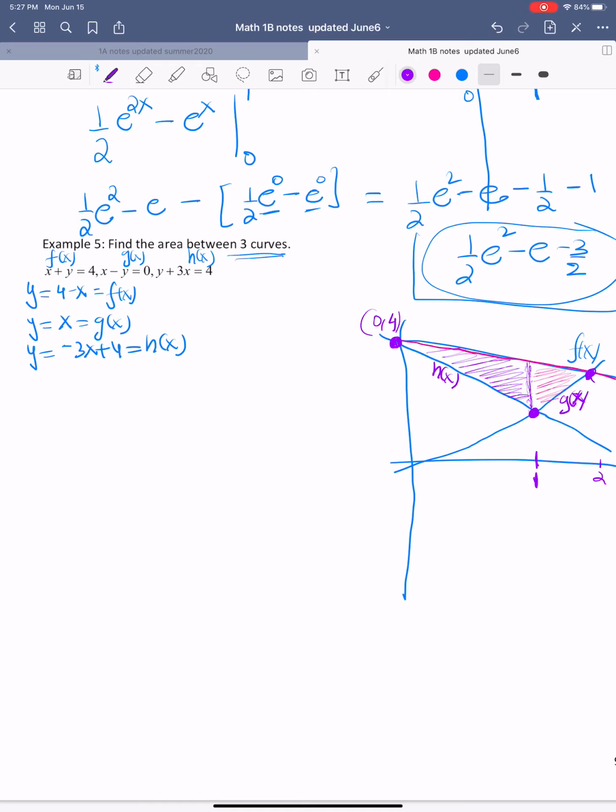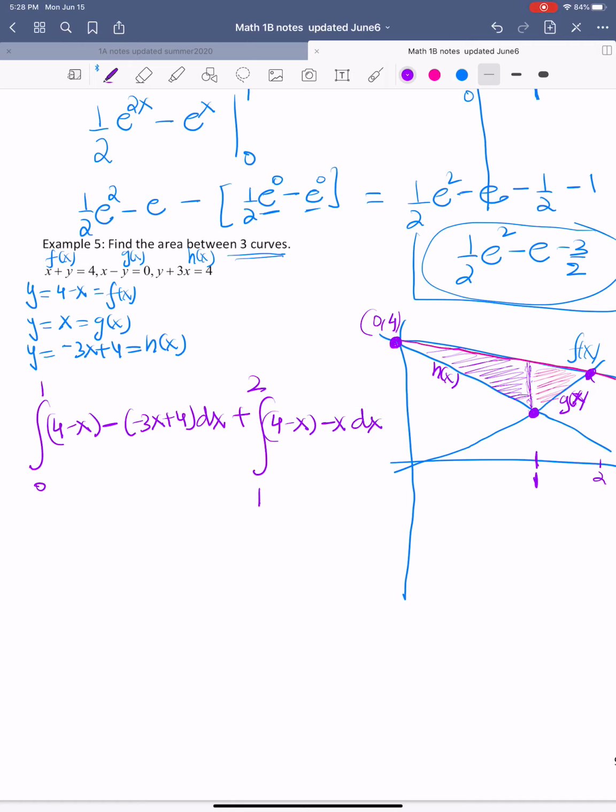I'm going to have two different regions, from 0 to 1 and then from 1 to 2. From 0 to 1, which curve is on the top? f of x is on the top, h of x is on the bottom. f of x was 4 minus x minus the h of x, which was negative 3x plus 4, dx. And now between 1 and 2, which curve is on the top? We have f of x on the top, which is 4 minus x, minus g of x on the bottom, which would be x.